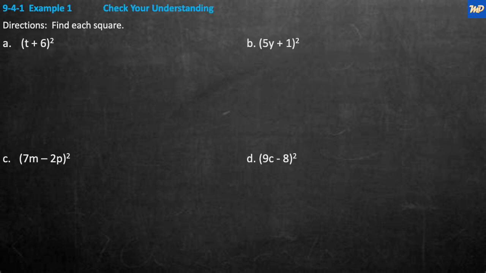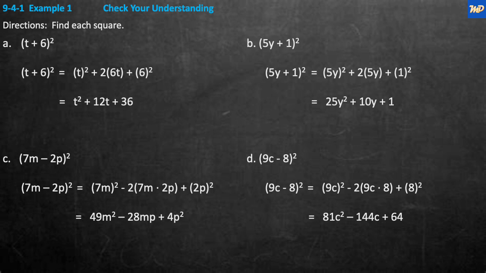Okay, so here we are, example 1, check your understanding. Find each square. Work these on your own. You've seen how to do it. It's pretty easy. The first term squared, the last term squared. Then you look at the plus or minus, and decide if it's plus 2 times the first and second term, or if it's a negative 2 times the first and second term. When you get back, we'll go ahead and do them.